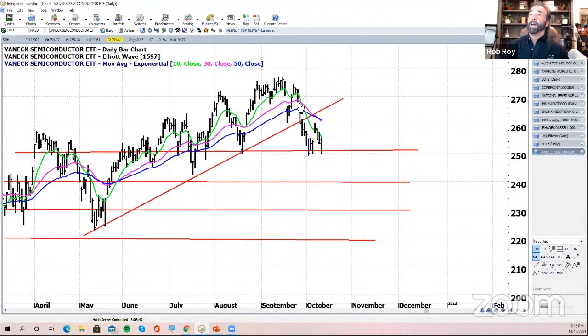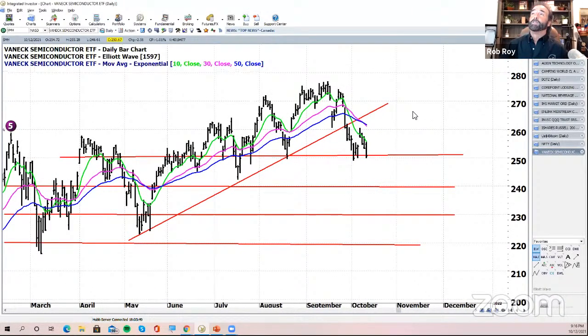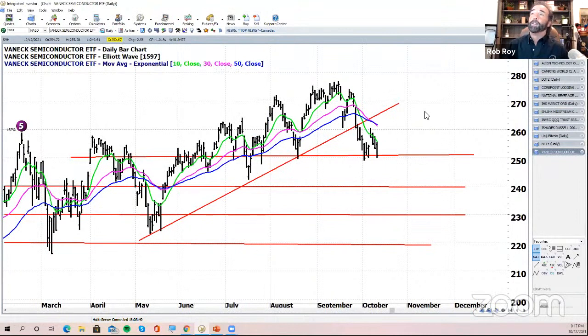Looking at the 10-day moving average, clean break of the 10/30 crossover. We're below the 50-day moving average. Even the 30-day is crossing below the 50. None of that is good. None of that is bullish as far as a potential bounce to the upside. The market could reverse and move back higher, but there's a lot of technical repair that needs to be done in the charts.